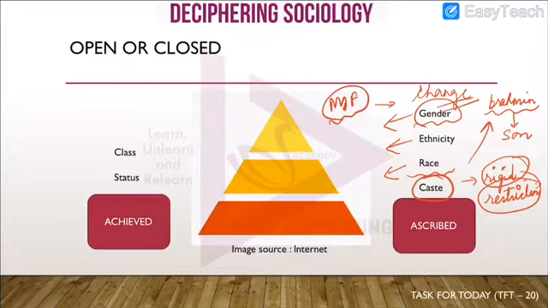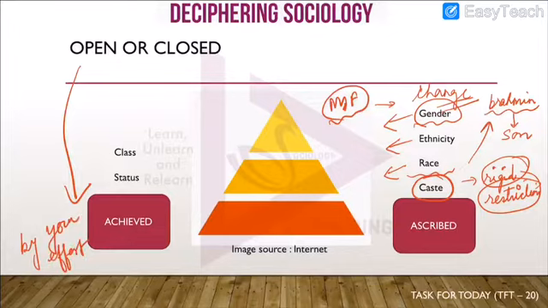Thus, open systems are usually related to achieved systems. That means you have achieved it by your own effort. But in a closed system, usually it has been ascribed. That means you are born into that particular group and you cannot change it, willingly or unwillingly. You are stuck in this particular group.